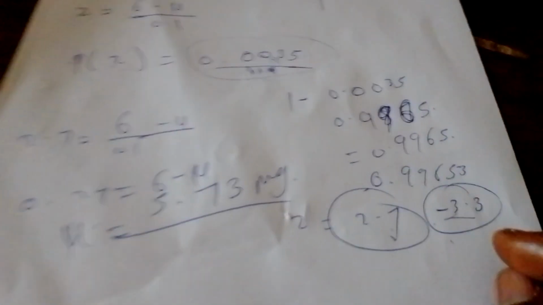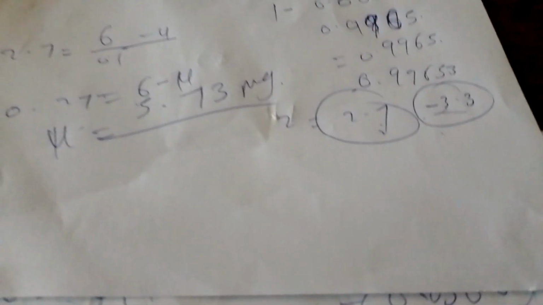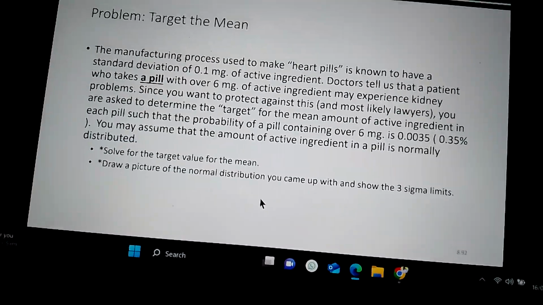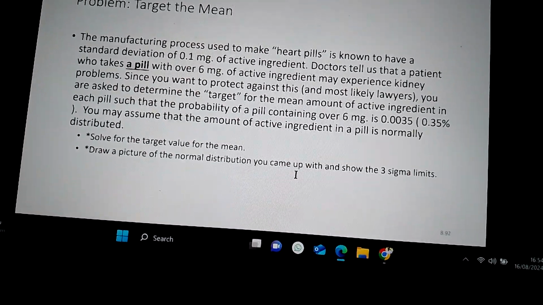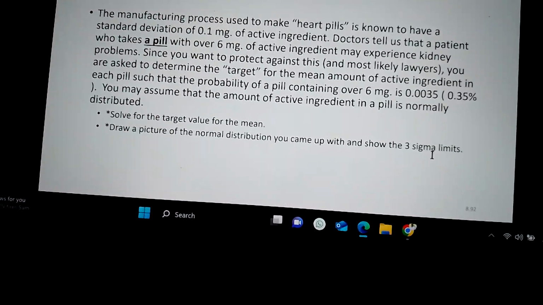Okay, so basically I think this is everything about normal distributions. Okay, I think there's a last question. There's a last question on. Okay, so there's a last question that we should draw a picture of the normal distribution we came out with to show 3 sigma limits. 3 sigma limits. Okay, so let's see what this one means.